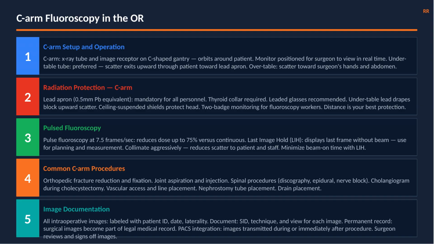Two badge monitoring. Chest and waist badges for fluoroscopy workers. Pulse fluoroscopy at 7.5 frames per second reduces dose up to 75% compared to continuous mode at 30 frames per second. Last image hold, LIH, displays the last acquired frame on the monitor after the beam is off. The surgeon can plan, measure, and position using LIH without keeping the beam active. Use LIH aggressively. Every second of beam off time is dose saved.